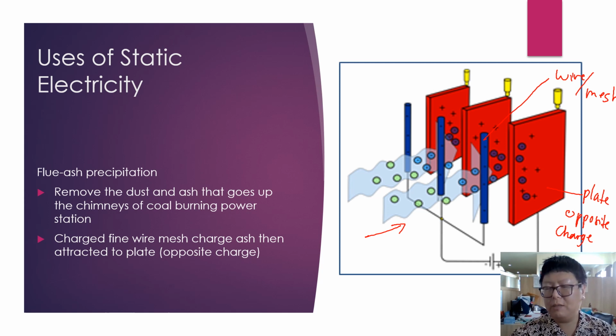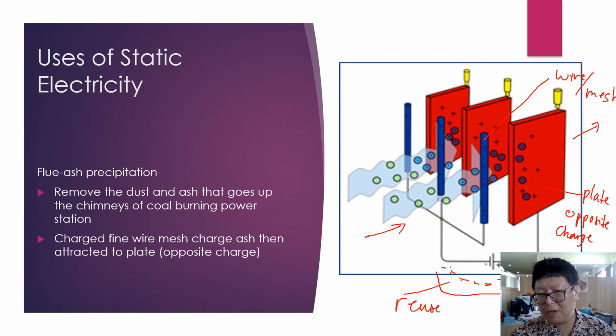So the smoke that goes out from this filter unit will be free of dust and ash. Later, after the ash sticks on the surface of the plate, it will be collected here, and we can reuse it, for example as building material. So this is very useful to prevent the dangers of dust and smoke particles.